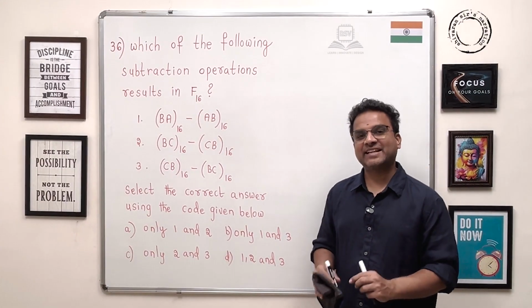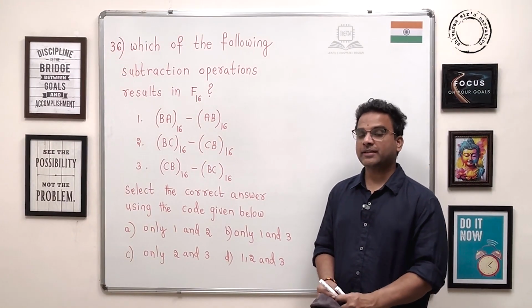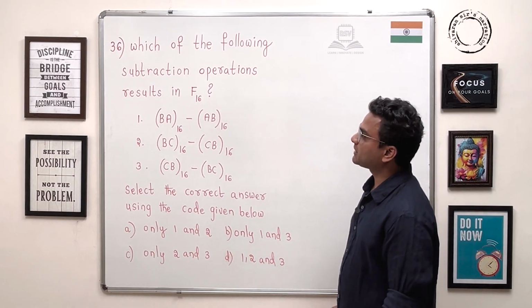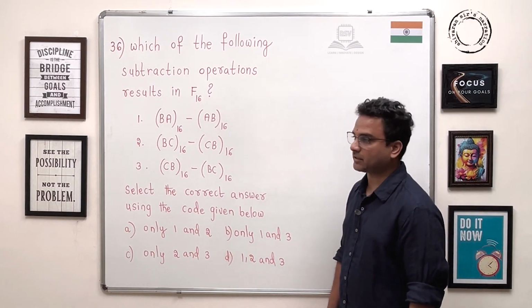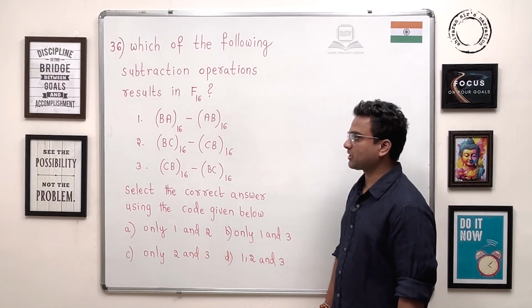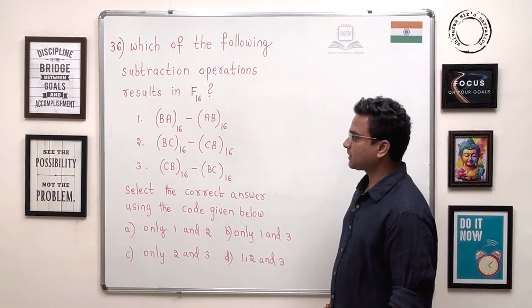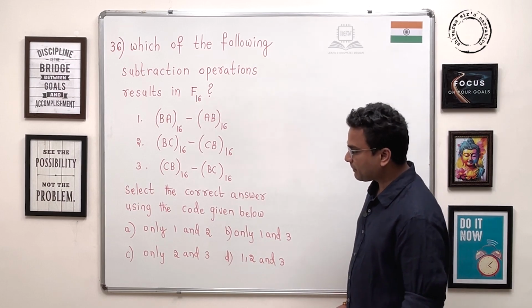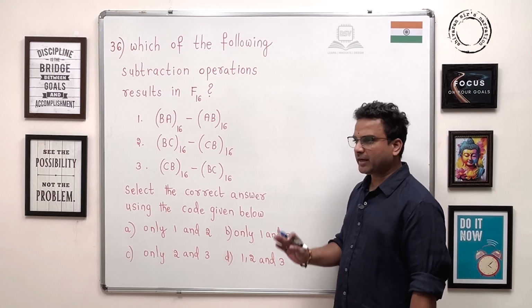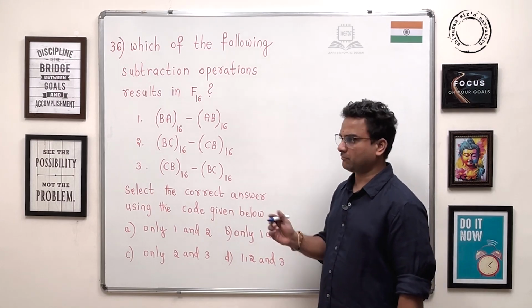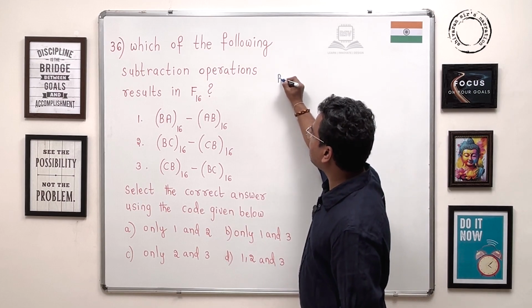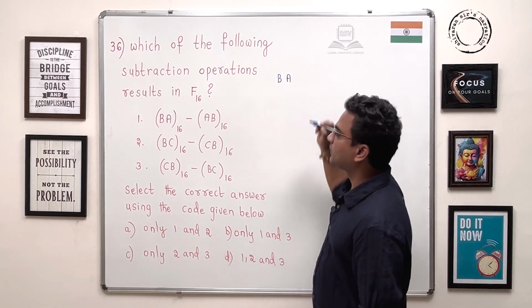Let's see hexadecimal subtraction. Guys, here the question is number 36. Which of the following subtraction operations results in F base 16? BA minus AB, BC minus CB, CB minus BC. Guys, here it is hexadecimal subtraction. Let's dive into the solution. We are taking directly the hexadecimal subtraction only.